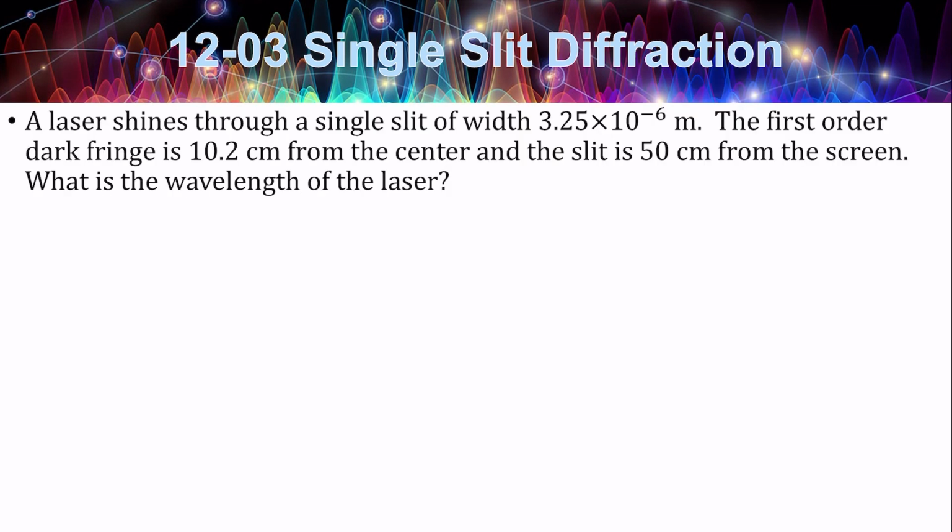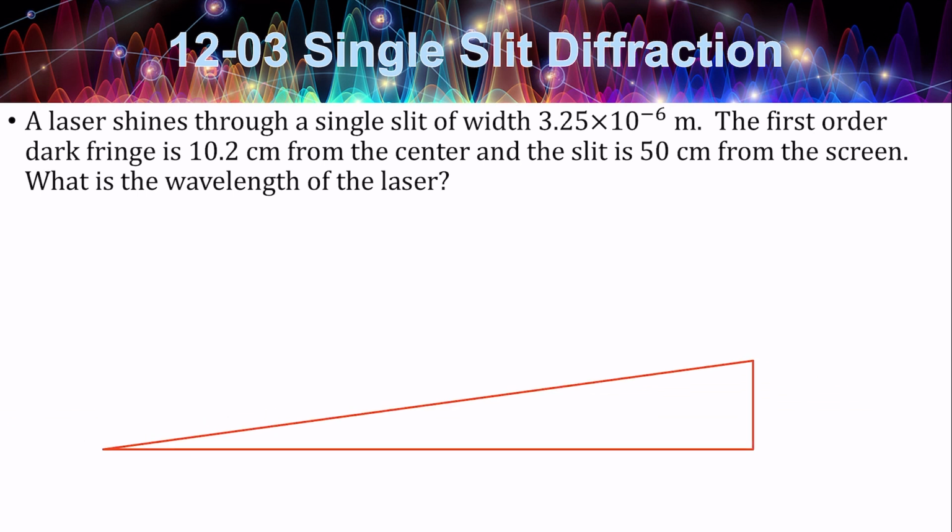So let's say a laser shines through a single slit width of 3.25 times 10 to the negative 6 meters. The first order dark fringe is 10.2 centimeters from the center, and the slit is 50 centimeters from the screen. So we could draw a nice little right triangle. And it says the first order dark fringe is 10.2.